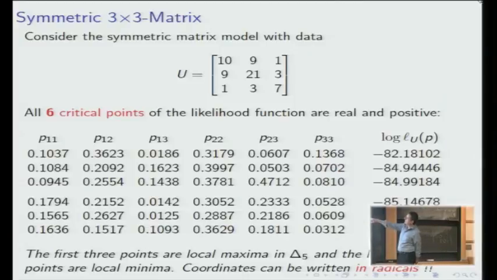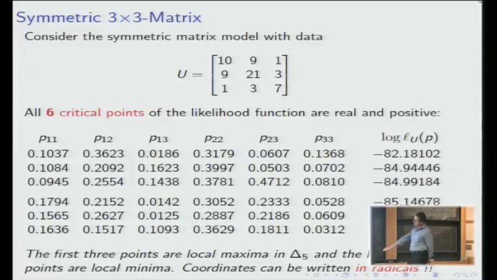We want to maximize the log likelihood. The log of a number between 0 and 1 is negative. If you want to maximize a negative number, you find the one of smallest absolute value. Okay? So this is the global winner. But then, in this case, all 6 complex critical points are real, and they're all in the simplex. They all have positive coordinates. And the first 3 points are local maxima, and the last 3 points are local minima.